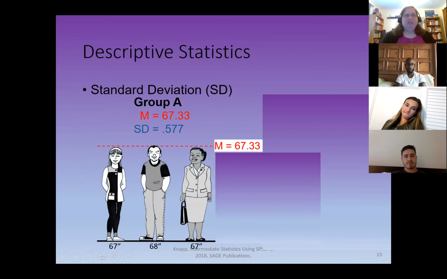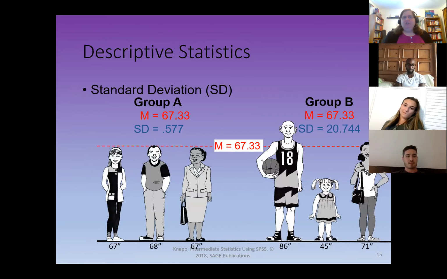So let's look at standard deviation for group A. You can see they're all very similar height. Here's their mean height, and their standard deviation is 0.577, which is a pretty low number here. We'll talk about what standard deviations mean and what big and small numbers are in a little bit. Here is group B, and you can see while they have the same mean, their standard deviation is much larger. It's 20.744, and you can see there's much more diversity in the heights.